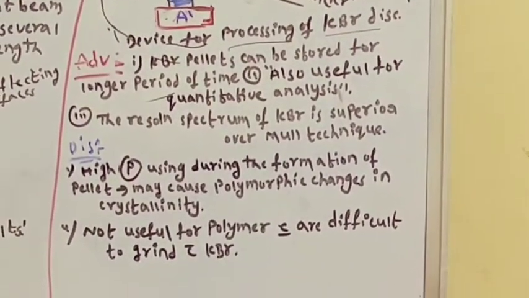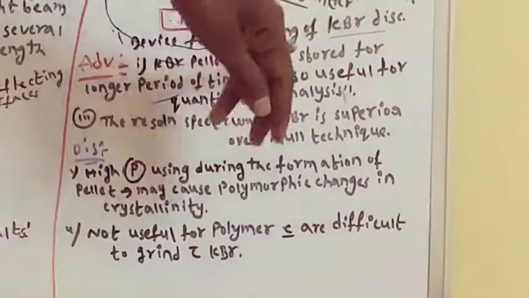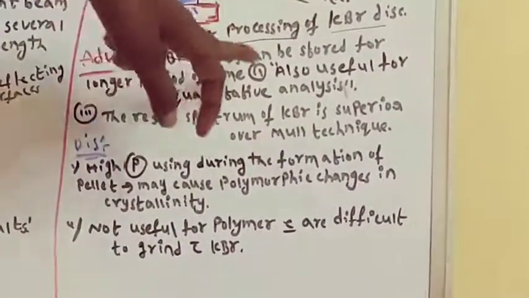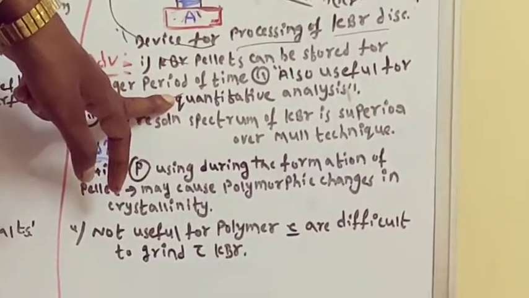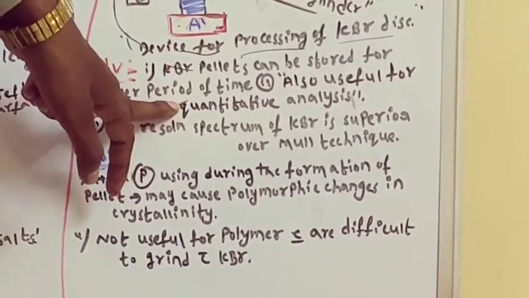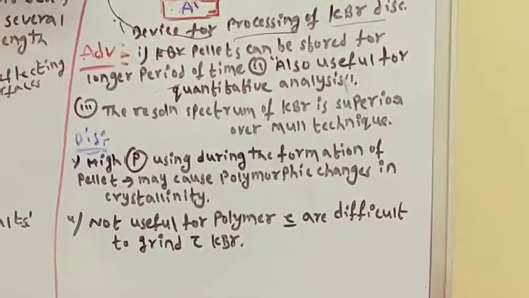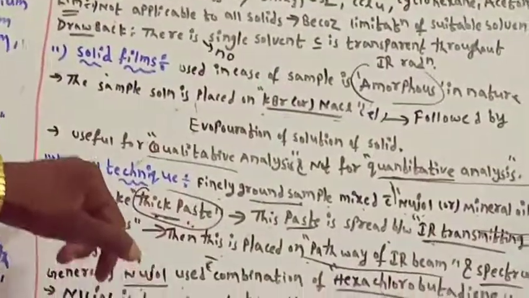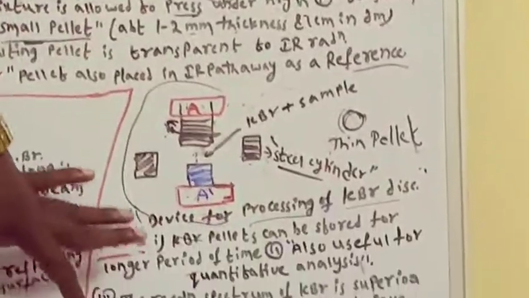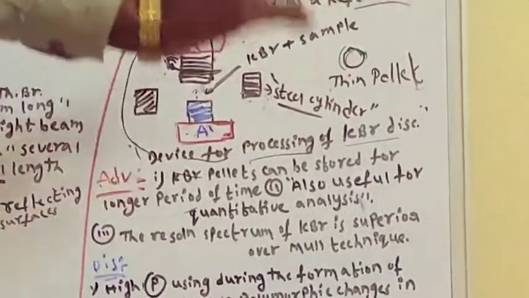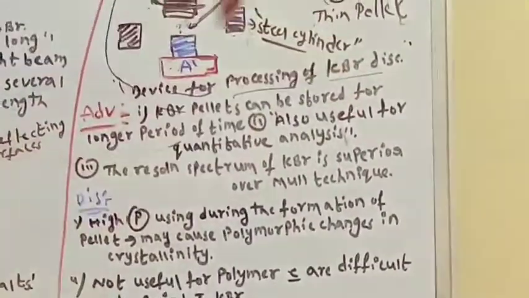It gives stability. KBr pellets can be stored for a longer period of time. Also useful for quantitative analysis. Remember, this is important. If you can see, solid films and the Nujol mull technique are only for qualitative analysis. But the pressed pellet technique is used for qualitative as well as quantitative analysis.